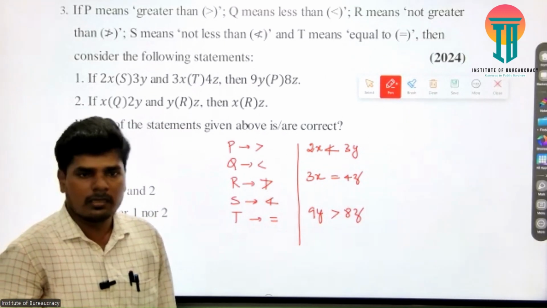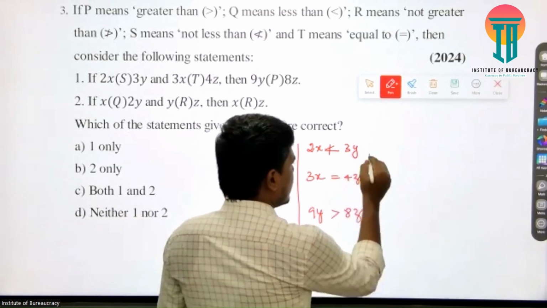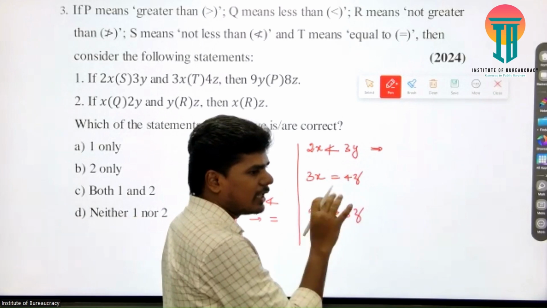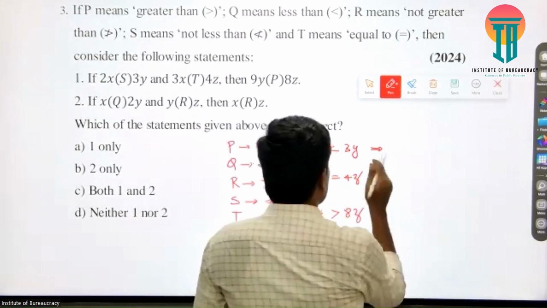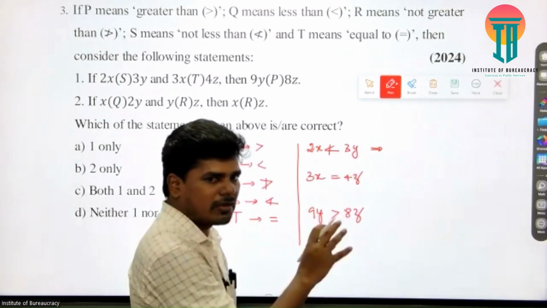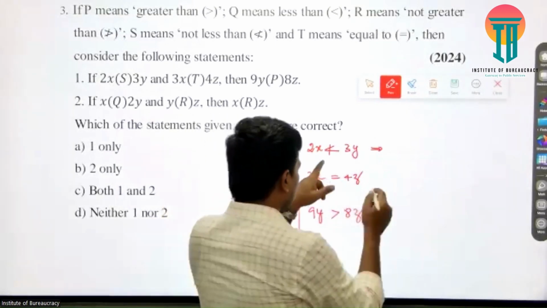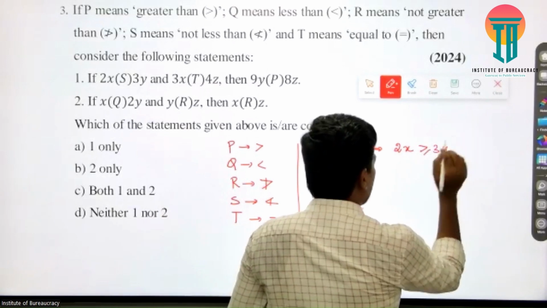Okay, shall we check it? 2x is not less than 3y. What is the meaning? Not less than 3y means it must be greater than or equal to 3y. They are saying 2x is not less than 3y, so it can be equal or greater. So the meaning is 2x is greater than or equal to 3y.